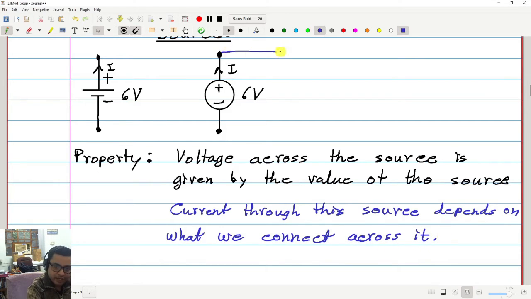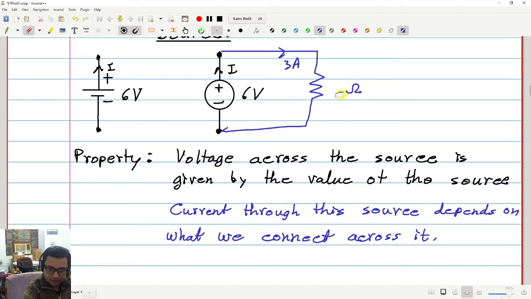Okay, so for example, if I connect here a 2 ohm resistance, then this current will be 3 ampere. If I connect, say, 3 ohm resistance, then this will change to 2 ampere. So if I change what I connect here, then this current will change. But what remains fixed is the voltage, which is given by the value of this source. Therefore, these sources that I am showing here are called voltage sources.